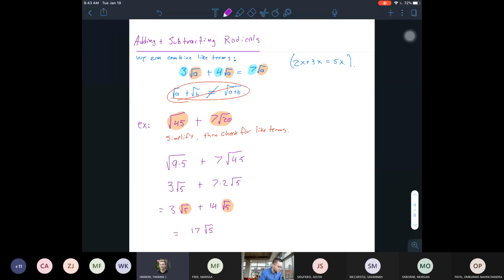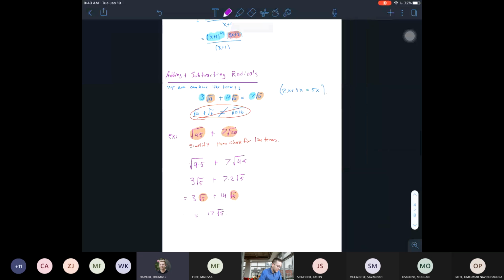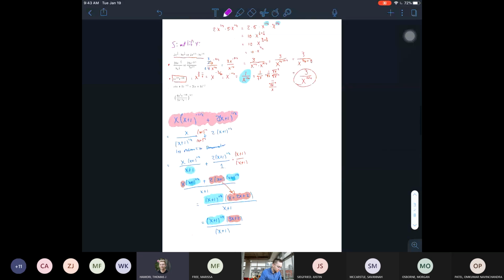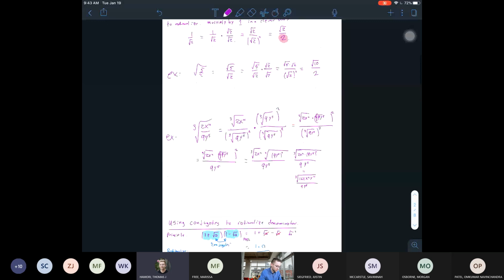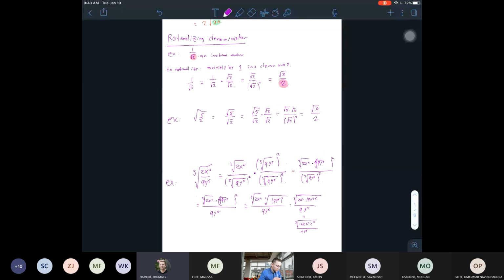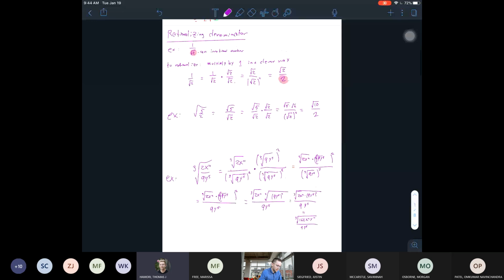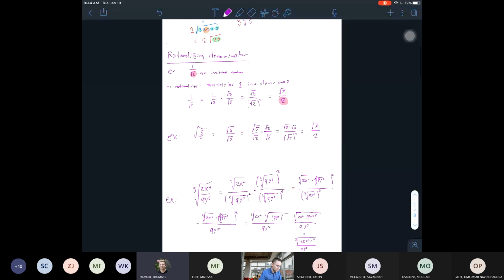Okay, so just a reminder of what we did today. Adding and subtracting radicals, we got to simplify first, then combine like terms. When we have an irrational denominator that is of the form 1 plus the square root of a, or some number minus the square root of a, we need to use conjugates to rationalize it. We learned all about how to rationalize a denominator in the more simple case, when we just have a monomial in the denominator.